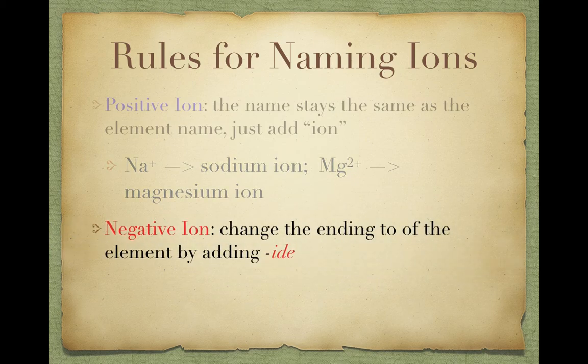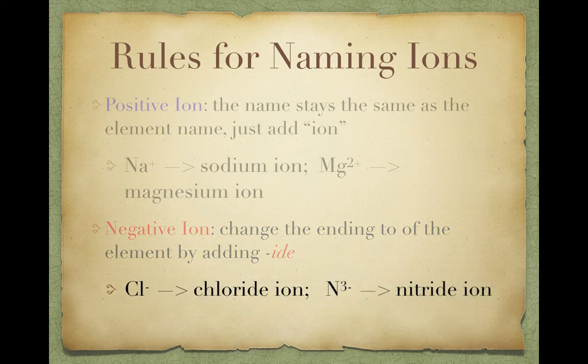With negative ions, you have to change the ending of the name by adding the IDE. So here you have chlorine. When it becomes an ion, you call it chloride ion. Nitrogen, when it becomes an ion, you call it nitride ion. So note that they end with IDE.